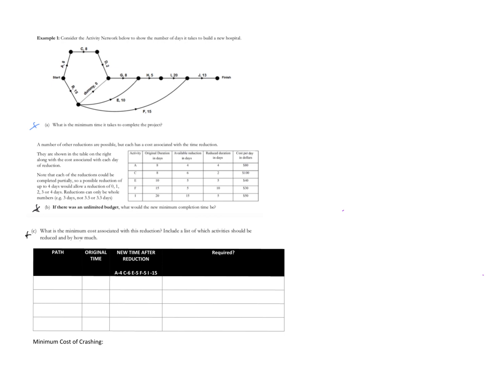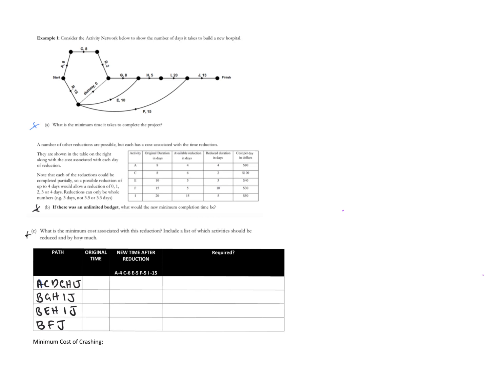The first step when we've got crashing questions is we've got to put all the paths in. The first top path could be A, C, D, G, I, and J. The next one could be B, G, H, I, and J. The next one could be B, E, H, I, and J. And the last one is B, F, J.